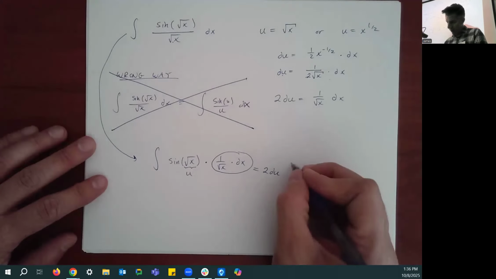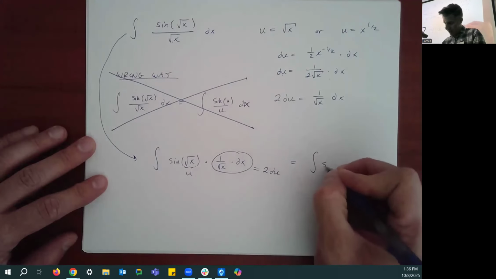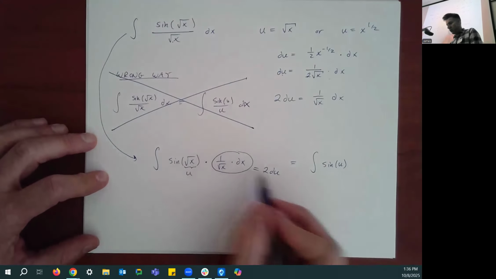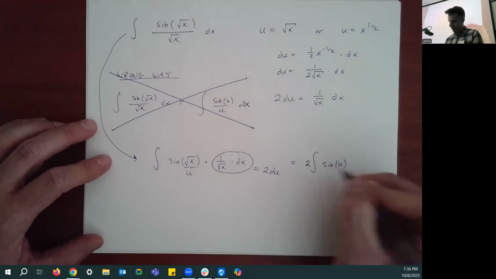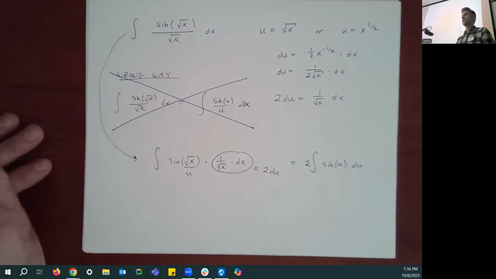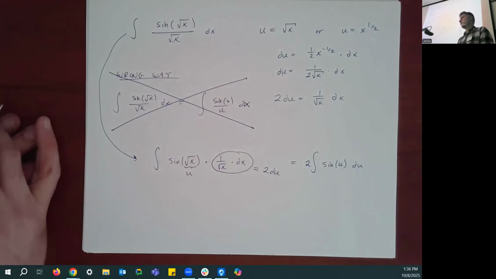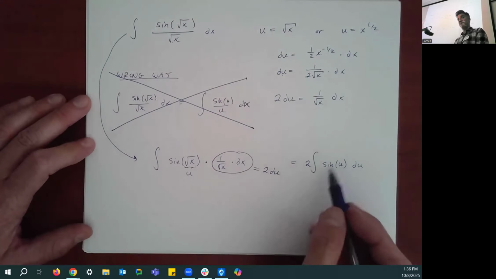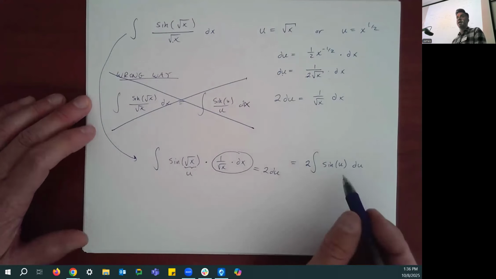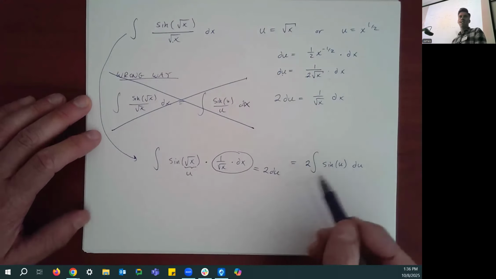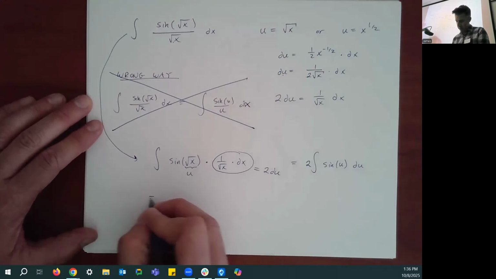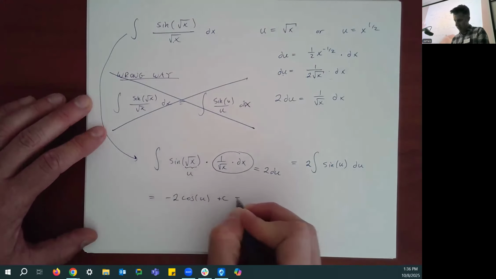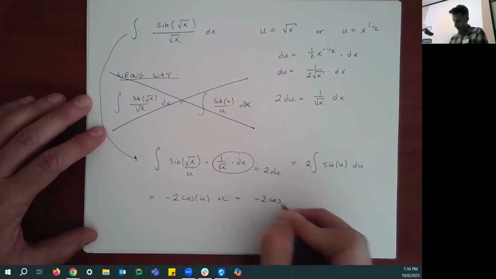So then we can rewrite this as the integral of sine of u, and I'm going to be smart here. Instead of writing times 2 du, I'm going to put the 2 out in front and just say times du. Not super important, but usually we do that. And then we're going to integrate. Again, the integral of sine is negative cosine of u. So instead of writing 2 times negative cosine, let's write negative 2 times cosine of u plus c, and then negative 2 times cosine of the square root of x.